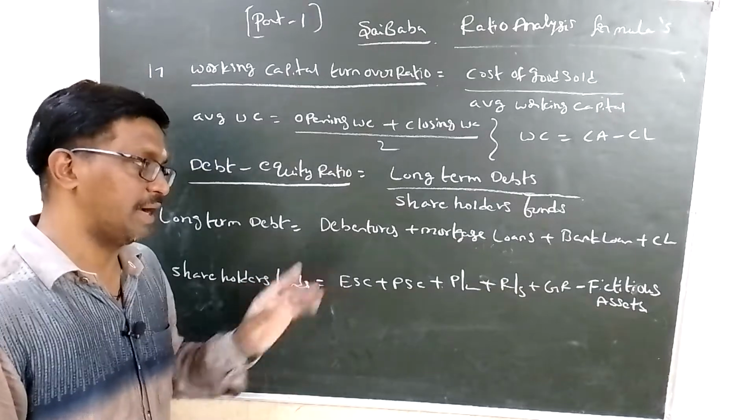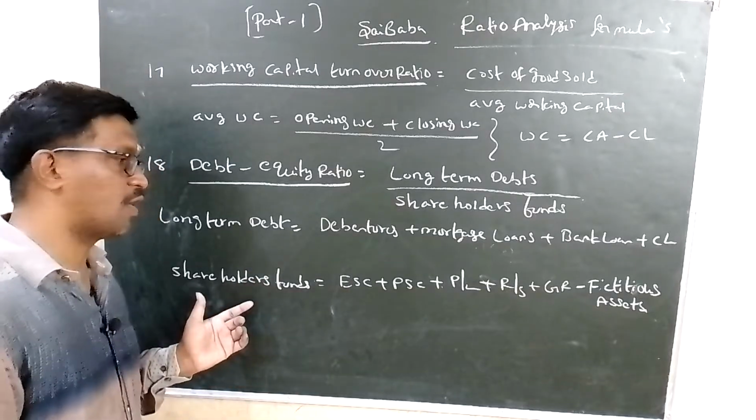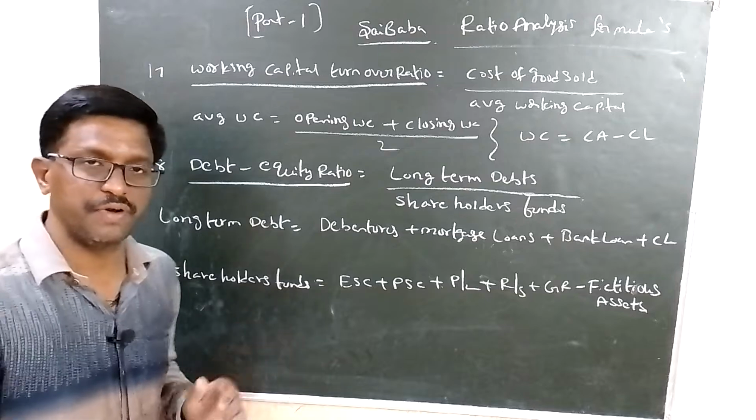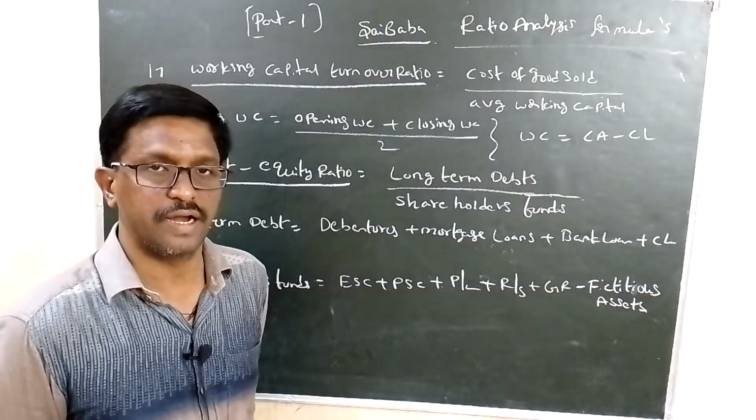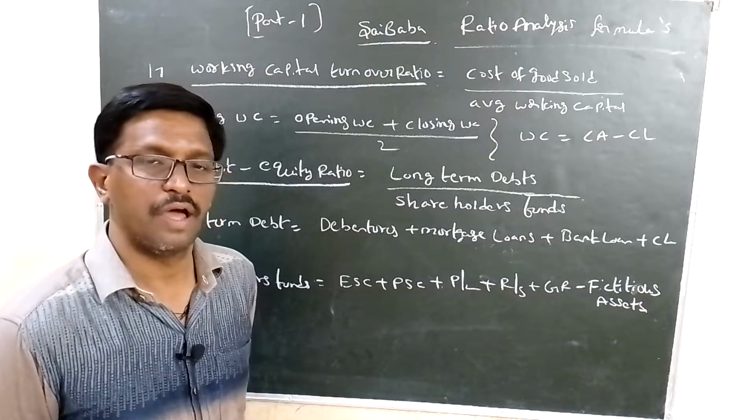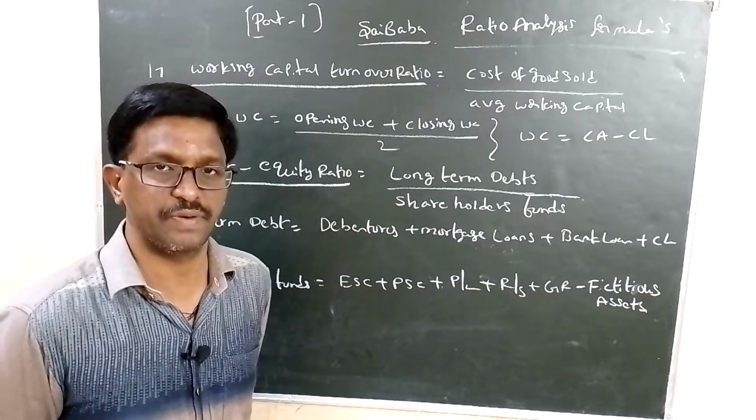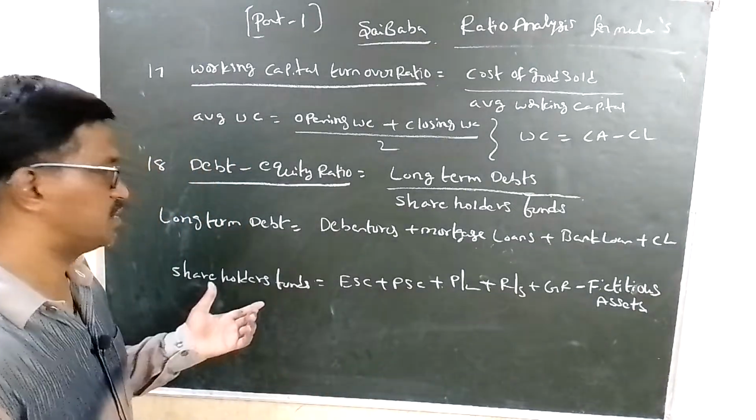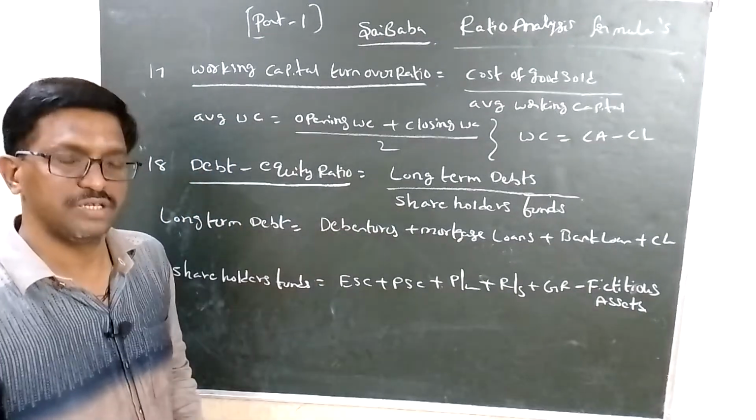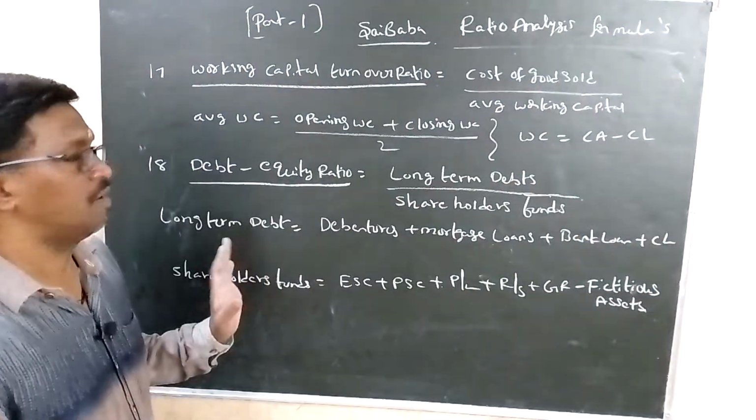Okay. Next, shareholder funds. Shareholder funds means equity share capital, preference share capital, profit and loss account, general reserve fund, minus fictitious assets, which will be deducted from the shareholder funds. Then we get the shareholder funds. Long term debt by shareholder funds will be taken. Okay, we will explain the next formula.